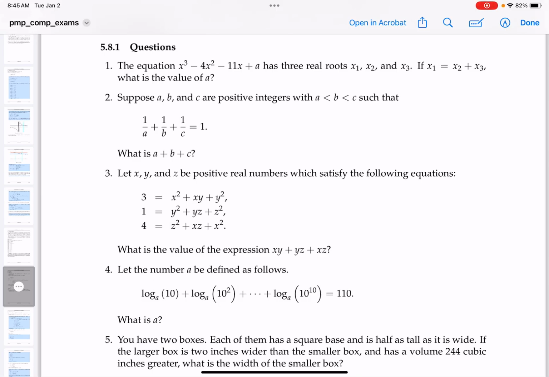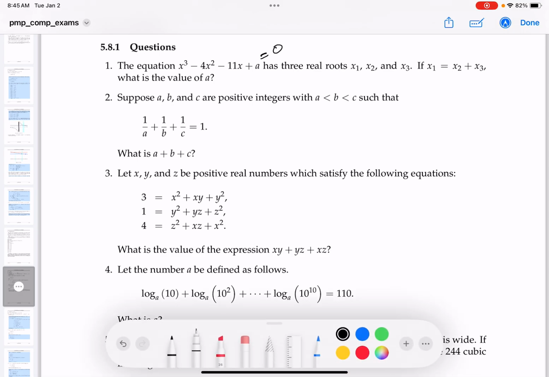Okay, problem number one, it says the equation, which is cubic, has three... You know, if it's an equation, I guess I probably should write down that this is equal to 0. I'll correct that, all right? So the equation has three real roots, and it goes on to say that when you add x2 and x3 together, you would get x1. They asked for the value of a, though.